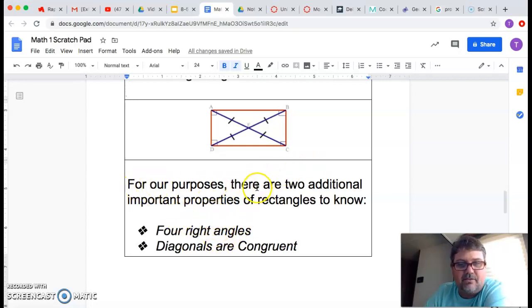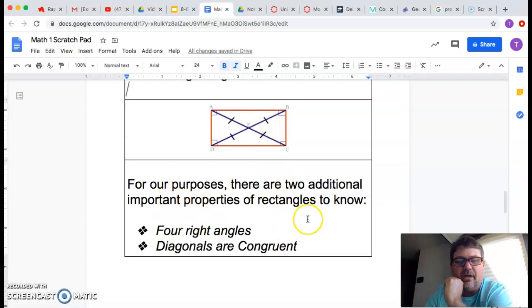So for our purposes, there are two additional important properties of rectangles to know, right? Right angles, and diagonals are congruent. In other words, the diagonal AC is equal to DB, or BD, is one way to prove it's a rectangle. Now the other property of a parallelogram says the diagonals intersect and bisect each other. Well, that doesn't mean they're congruent. So this is an additional piece right here to prove it's a rectangle.